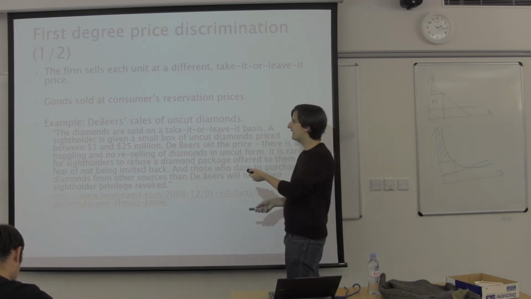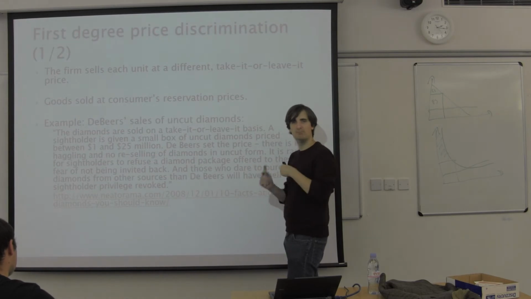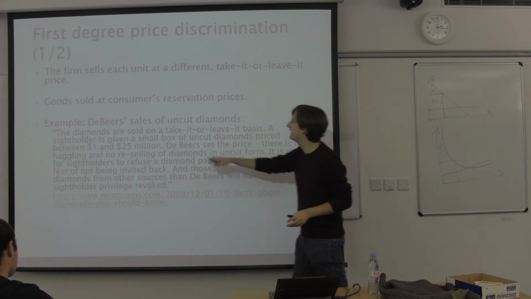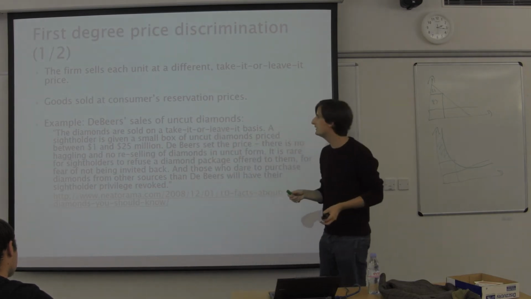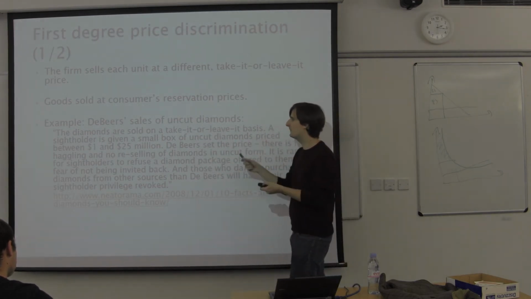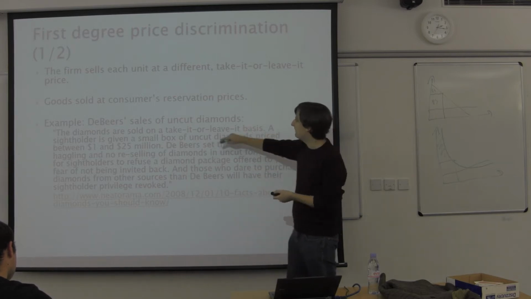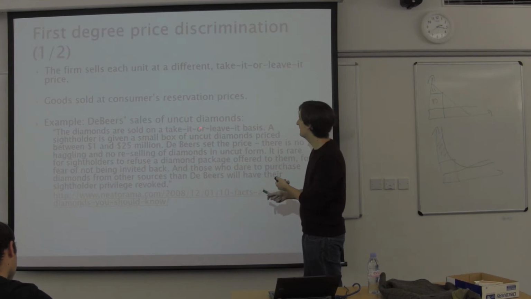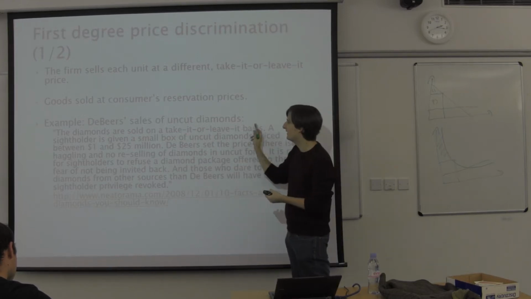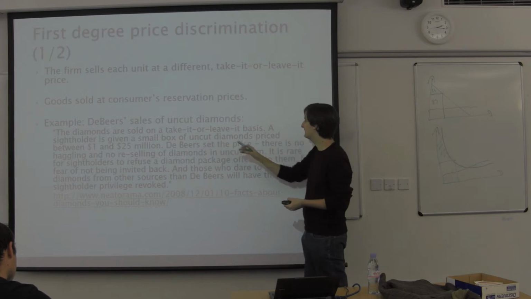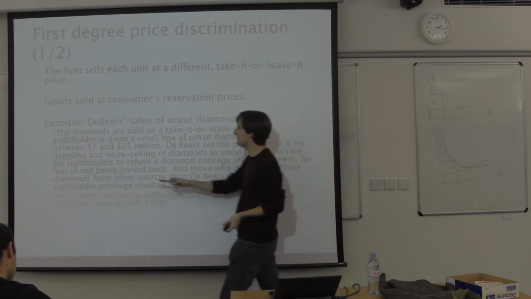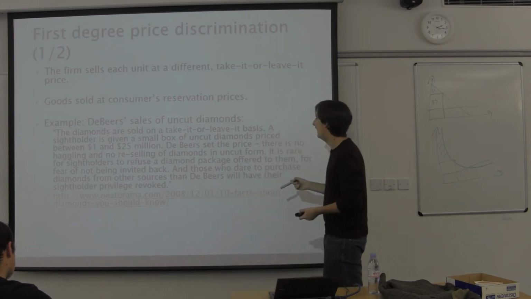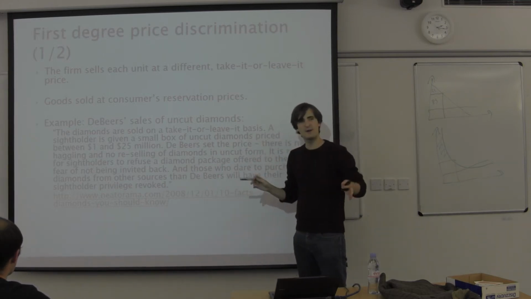So De Beers control almost the entire uncut diamond market. Okay, De Beers own all the diamond mines in the world, and how they sell diamonds is precisely in this take it or leave it way. So De Beers looks at you, and it's going to give you a box of uncut diamonds, and that's going to cost you somewhere between 1 and 25 million. So for a few diamonds in there, I guess. You can't negotiate about that price.